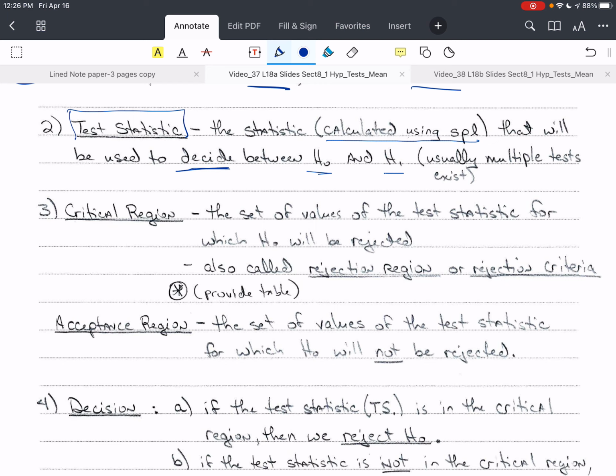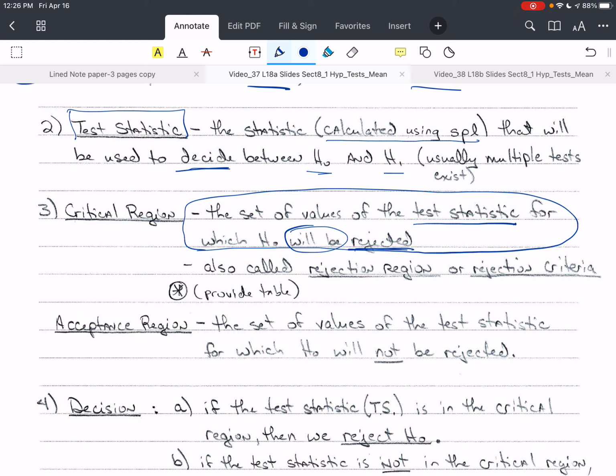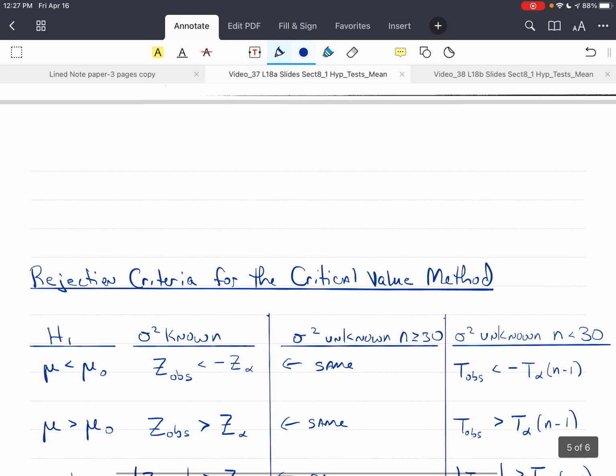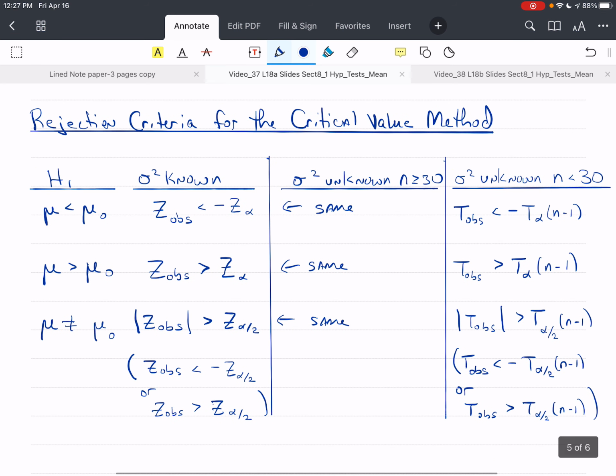Okay? So the critical region is the set of values for the test statistic. If our test statistic is in this set of values, then H0 will be rejected. This is also called the rejection region, or, as I like to call it, and it's often called, the rejection criteria. And so I have a table that I want to show you. I hope that you will write this down. This is for the critical value method, and when we talk about the rejection criteria for the critical value method, this is what we're talking about. So we've got some different cases that we'll discuss.